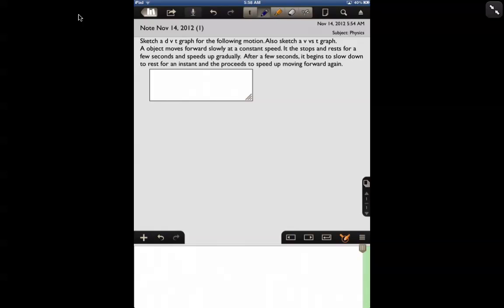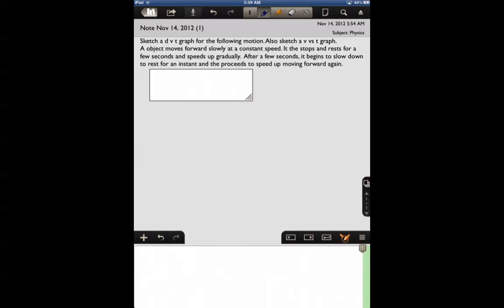This is a graphing motion problem where you have to draw both a distance versus time graph and a velocity versus time graph for an object that first moves forward slowly, then stops and rests, and then speeds up gradually. Afterwards, it begins to slow down to rest for an instant and proceeds to speed up again, moving forward.